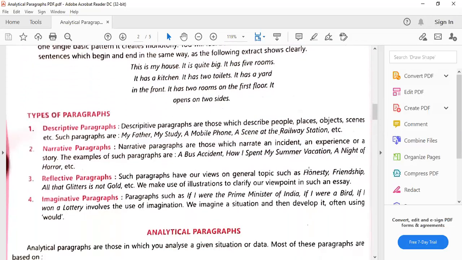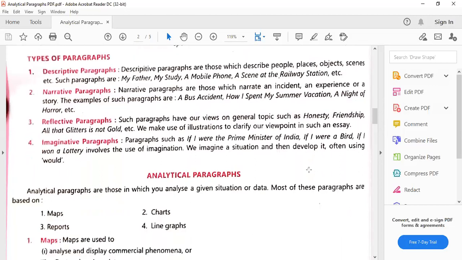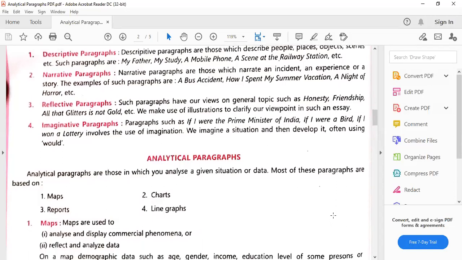There are different types of paragraphs. One is descriptive paragraph, second narrative paragraph, third one reflective paragraph, and the fourth one is imaginative paragraph. So what is descriptive? We have done all these in your 9th class also. Descriptive paragraphs are those which describe people, places, objects, scenes, etc. such as my father, my study, a mobile phone, a scene at the railway station, and we have already done it in 9th class, nothing new for you to understand well.